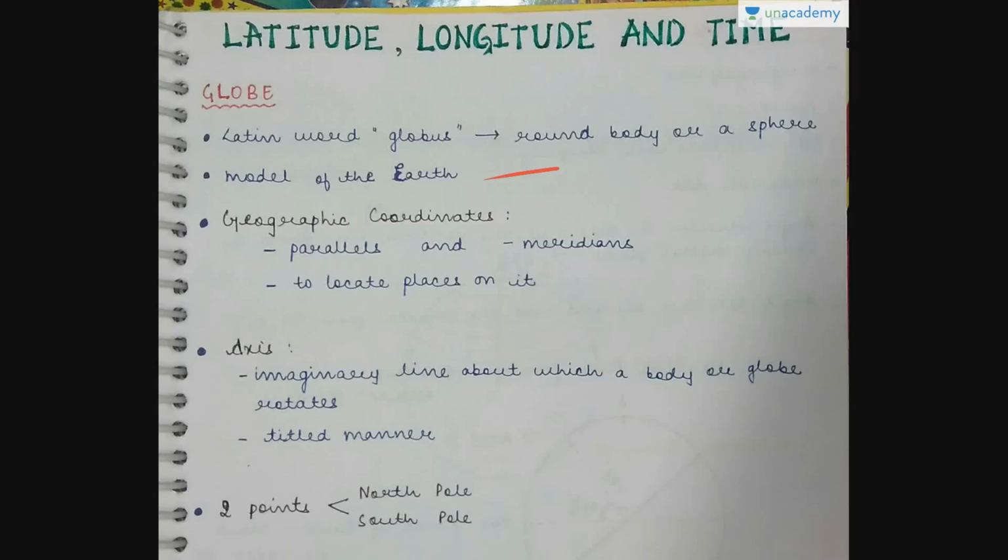Now, it contains a few things. We will be dealing with the details of all these things later, as we proceed with the lesson. For the time being, it deals with geographic coordinates like parallels and meridians, or you can say the latitudes and longitudes, which are used to locate places on it. It also has an axis. What is an axis? An imaginary line about which a body or globe rotates. If this is a globe, here is also a line along which you can spin the globe. That is the axis, and the axis is tilted, not straight. Now, it also has 2 points, the North Pole and the South Pole.